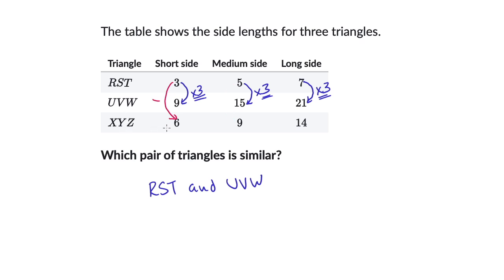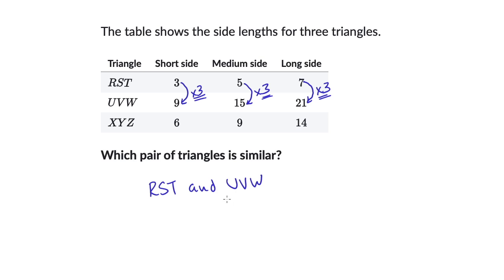And then last but not least, we can look at these last two. If we go from UVW to XYZ, if I go from 9 to 6, I'm essentially multiplying by 2/3. So times 2/3, or times 6 over 9 is another way of thinking about it. If I were to multiply by 2/3 over here, I wouldn't get to 9, I would get to 10. So these two are also not going to be similar. So that makes us feel good that our only similar pair is RST and UVW.